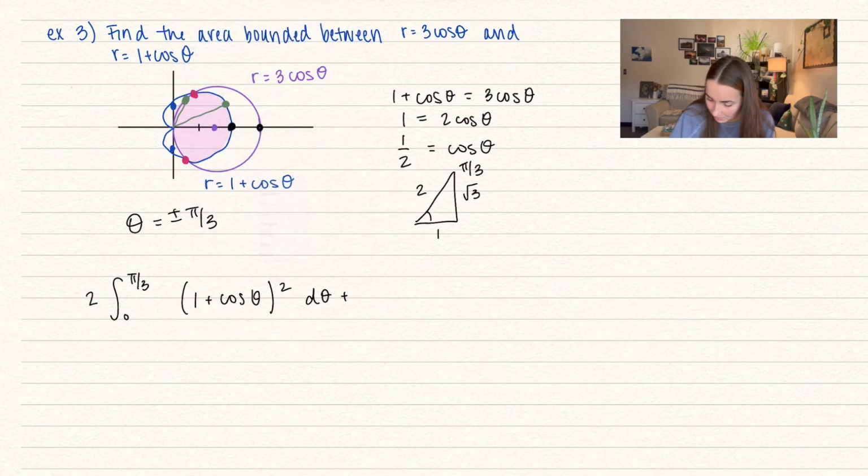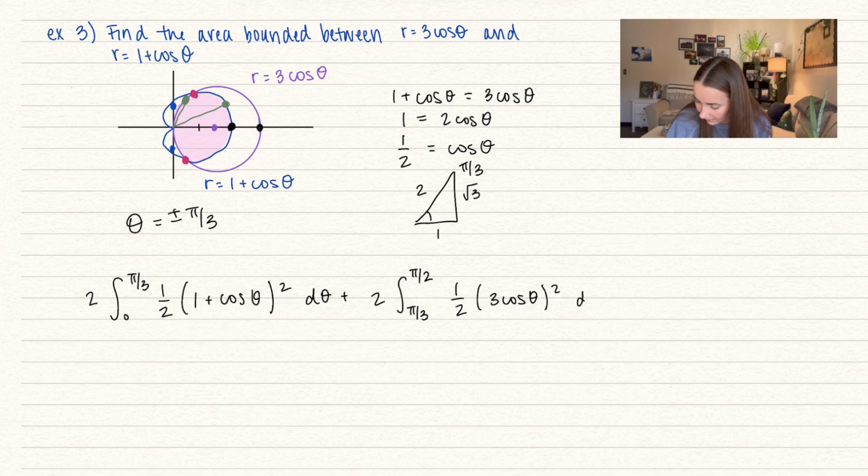See, it's good to remember the formula. There's a little 1/2 plus, and then 2 times the integral. And now after pi over 3, all the way until pi over 2, when we go back to the origin, that is going to be our little circle, which is going to be 1/2 times 3 cosine theta squared d theta.